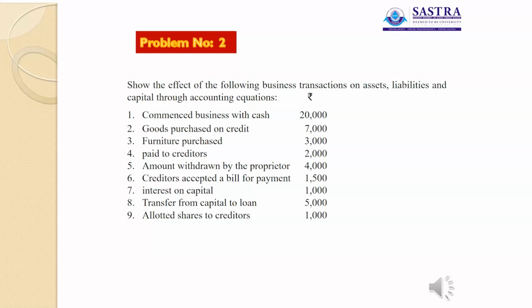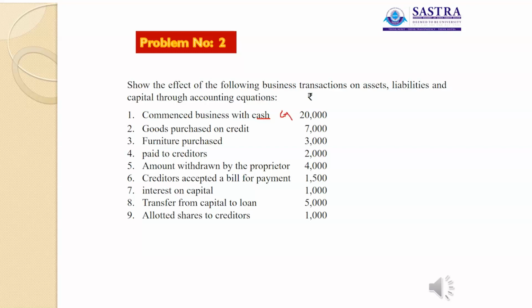Here, what does it show? The effect of the business transactions on assets, liabilities and capital. So the first transaction, commenced business with cash. What are the accounts involved here? One is capital account and another one is cash account. If capital increases, cash also increases. So liabilities and assets both are increased here.